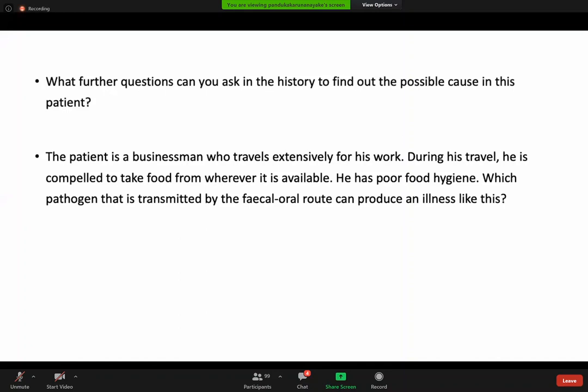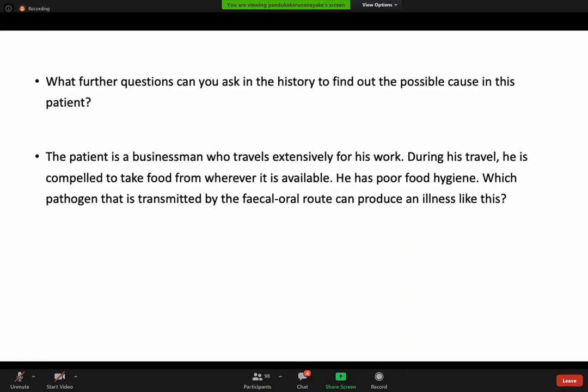The patient is a businessman who travels extensively for his work. During his travel, he is compelled to take food from wherever it is available. He has poor food hygiene. So basically, you can see that the reason why these people eat food like that is not because of their fault, but because of the nature of their work and the nature of their lifestyle and so on, they're compelled to consume food from wherever they can get it.